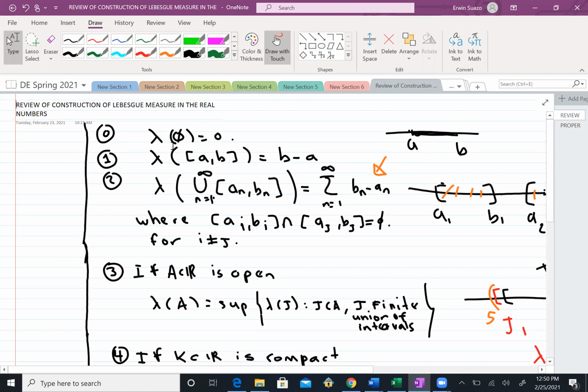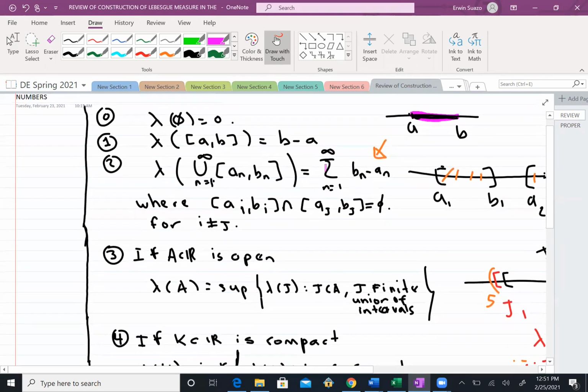Okay, so the first thing we did was define the Lebesgue measure of the empty set equals 0. Okay. The next step was, okay, that's not giving me too much information. So the Lebesgue measure of an interval AB is B minus A. So over here, you see, I have A and B, the length of this interval, put it in another color, is B minus A. Okay.